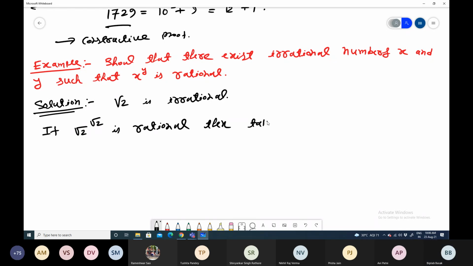Then take x equal to y equal to root 2. Then root 2 is irrational, but root 2 power root 2 is rational. So we are done.